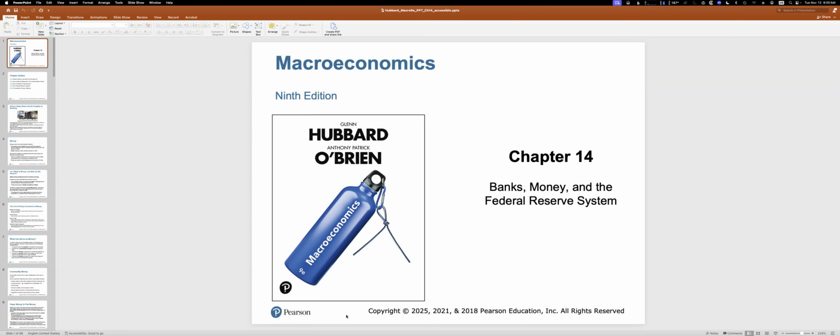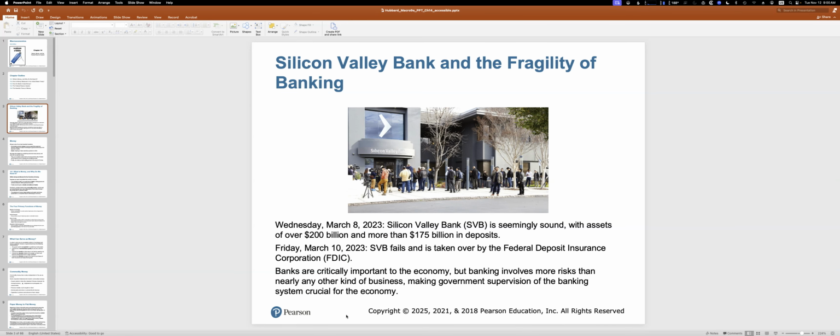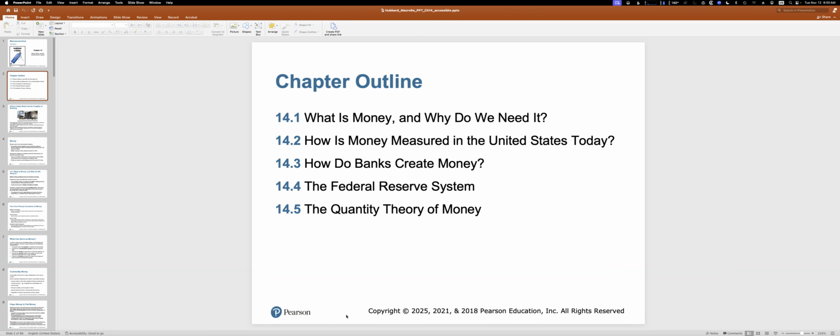So when we think about modern economies, they really rely on the existence of money. What we're going to see here is that we're going to spend the majority of our chapter just talking about why money exists, how it's created, and what role banks play in that money creation system.